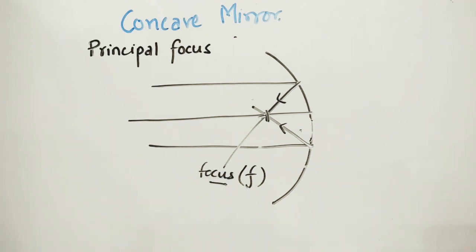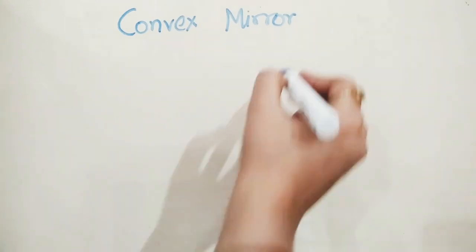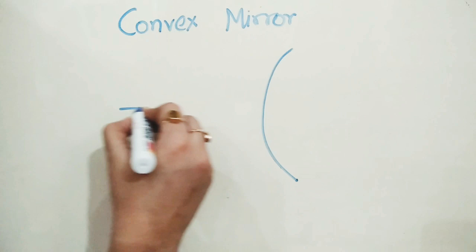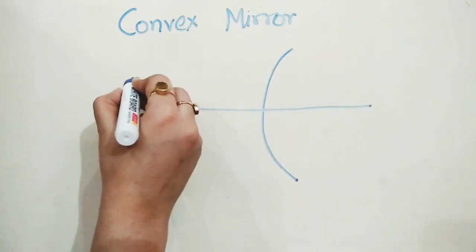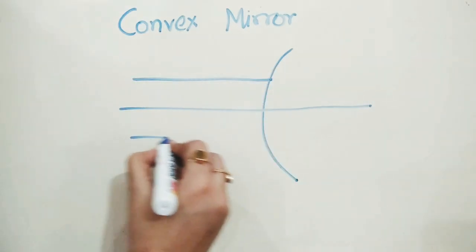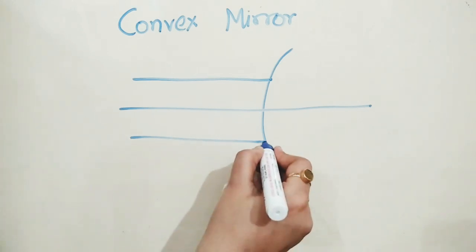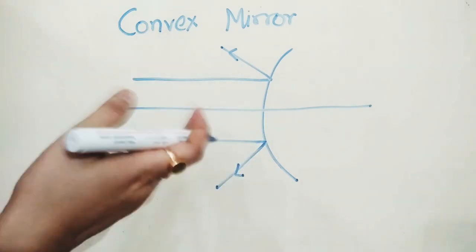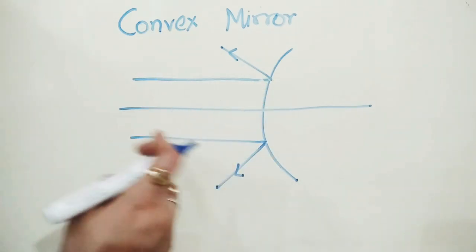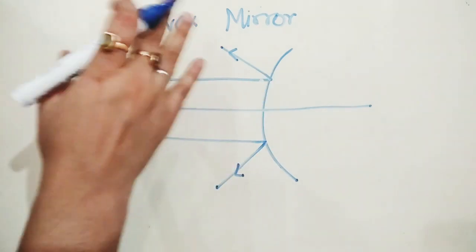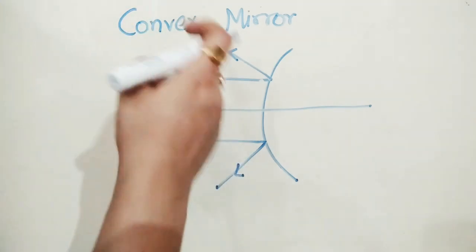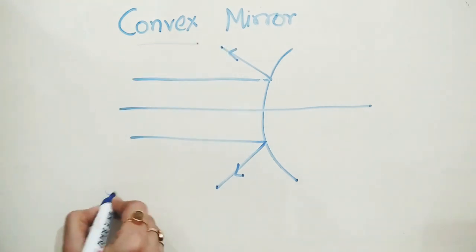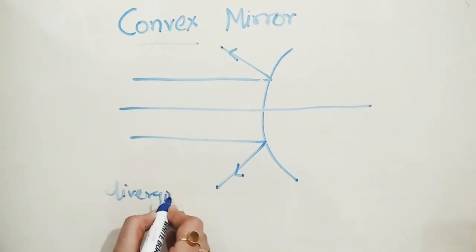Now similarly, in the case of a convex mirror, we will again draw this diagram and the principal axis, and then a few rays parallel to the principal axis. Now in this case, these rays diverge. They are moving in different directions. Previously they were moving towards the inner side, that is, they were converging, but now they are moving away from each other. So this is a diverging mirror. The convex mirror is known as a diverging mirror.